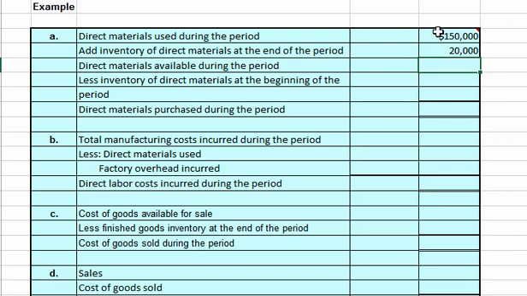Alright, so if we take the cost of materials used during the period and add what we have left in materials at the end of the period, it gives us total direct materials available to be used during that period. In this case, my example, 170,000. Now, if we subtract out the amount of direct materials we had at the beginning of the period, because those were purchased in the previous year, right? So let's subtract those out. I'll just use 15,000 as my number. And that gets us to direct materials purchased during the period, 155,000.